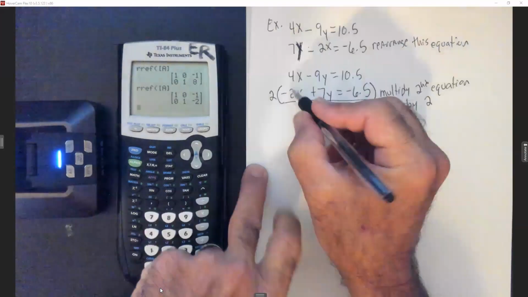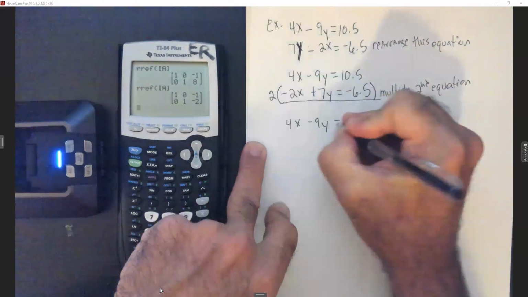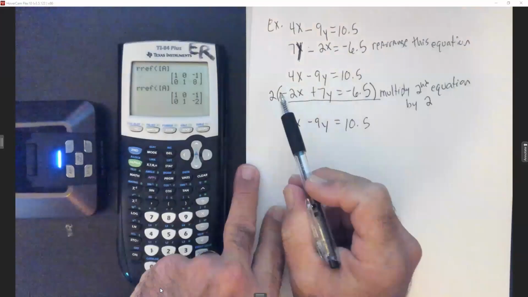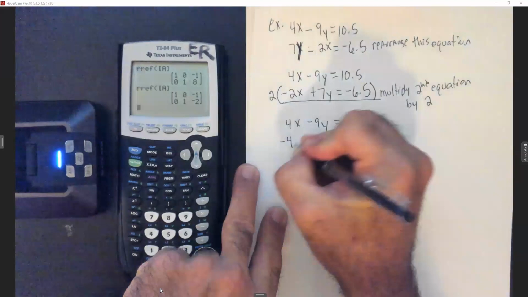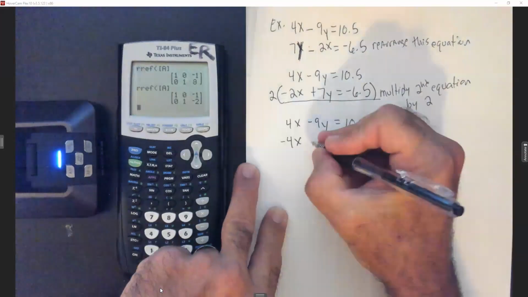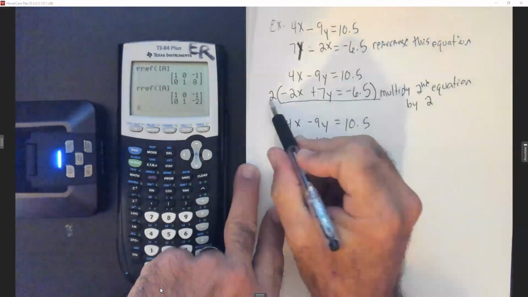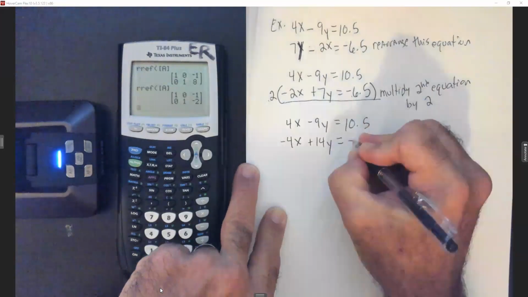So my first equation will stay the same. 4x minus 9y is going to equal 10.5. The second equation, 2 times negative 2, makes that a negative 4x. 2 times 7y makes that a positive 14y. 2 times a negative 6.5 is what? A negative 13, I think, right?